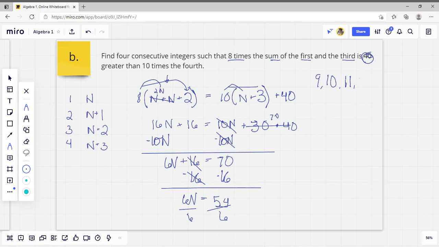Alright, and that's it for the practice problems. Yeah, there is the answer to B.